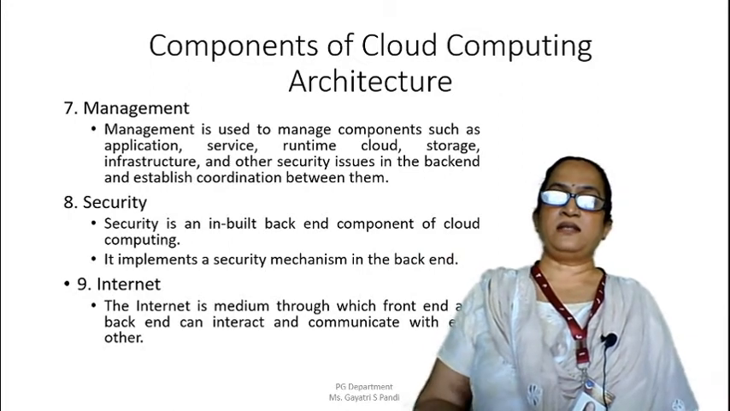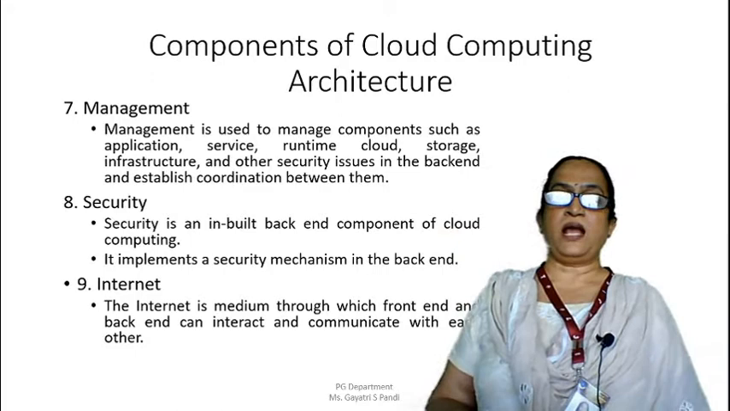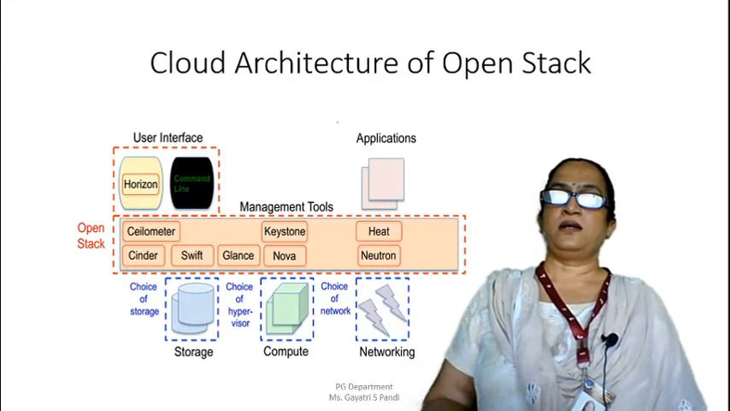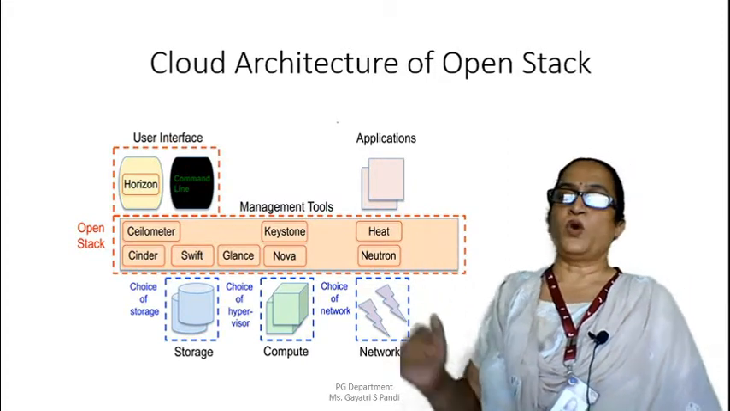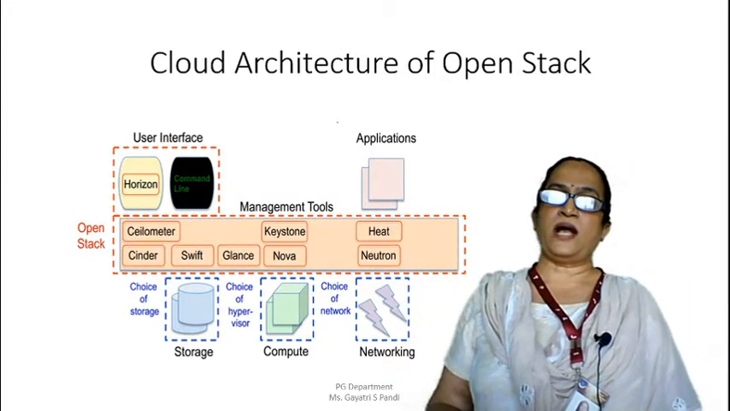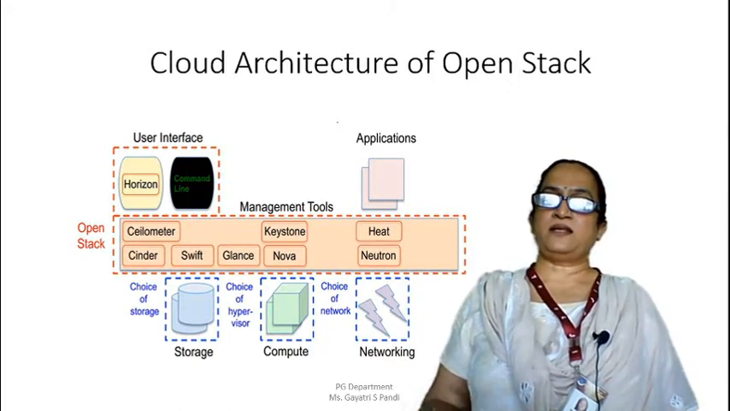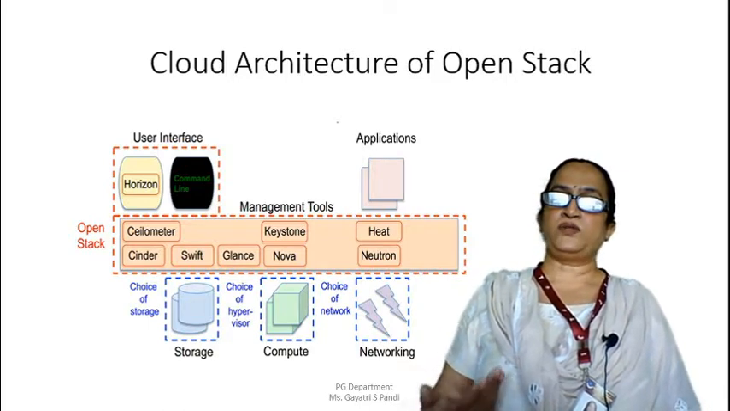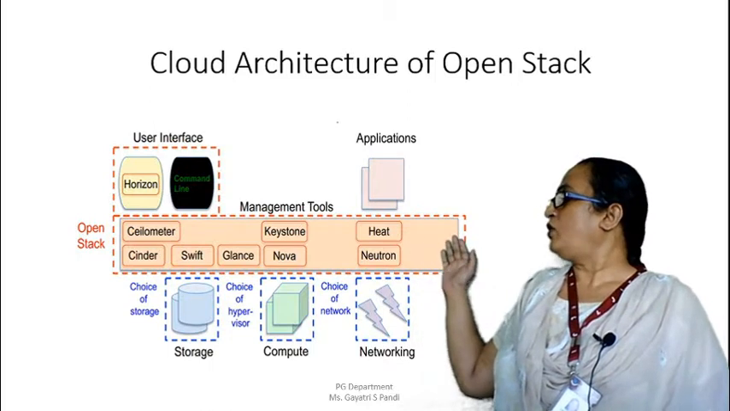Then we have the internet. This is the medium through which the front end and the back end can interact and communicate with each other. This is a diagram which depicts the cloud computing architecture for OpenStack. On the lower side you have choice of storage, choice of hypervisor, like for example Xen is very popular with OpenStack, and then you have choice of networking. This becomes your infrastructure at the back end for OpenStack.